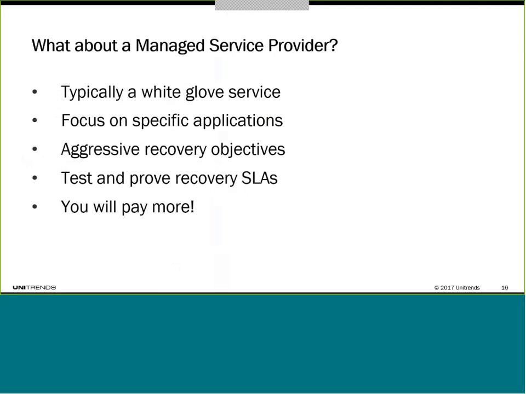So really, let's talk about managed service providers right now. And it's really hard to talk about them as a group because there are literally thousands of them. Some of them are very good, and some of them we work with as well at Unitrends. However, most of them tend to be smaller. They tend to be focused on a few applications or providing recovery services for specific industries or groups of users.